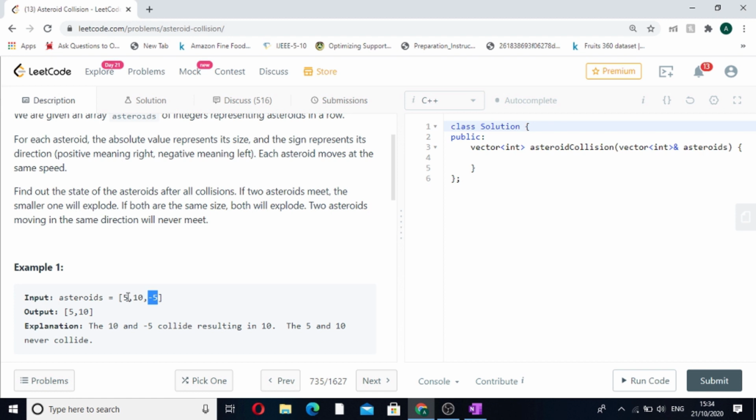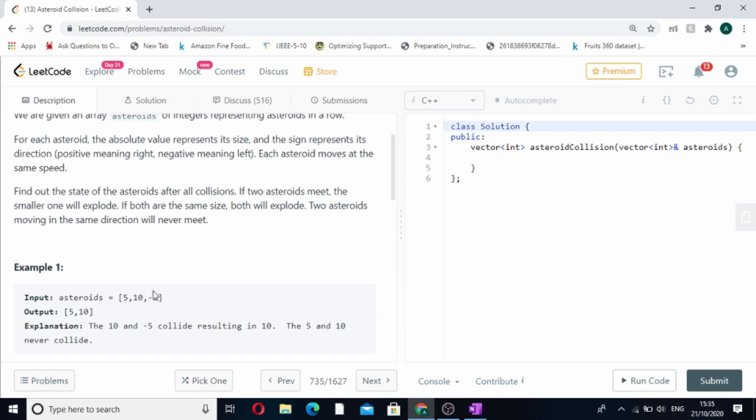smaller one will explode. It means that suppose 10 is a positive number and it is moving in the right side direction, and negative 5 is a negative number moving in the left side direction. So there are chances that 10 and 5 will collide. But we have to note that when they collide, the asteroid with the smaller mass will burst out, that is, it will be removed.